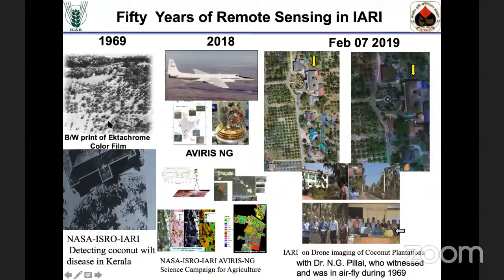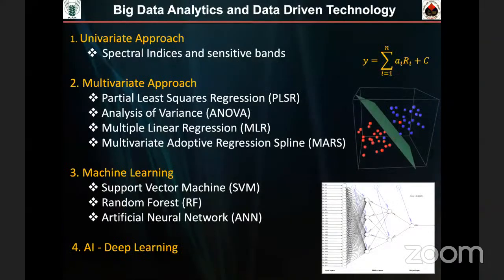What I have to say is how the technology has moved up over the years. This is simply a black and white picture, like the movie Raja Harishchandra, the first black and white movie. This is the kind of image you had of coconut plantations and fields. And this is the same field where you have very high resolution, multispectral and hyperspectral data to characterize not only the plant but also plant diseases and many other things. So this is the technological advancement which has been taking place.